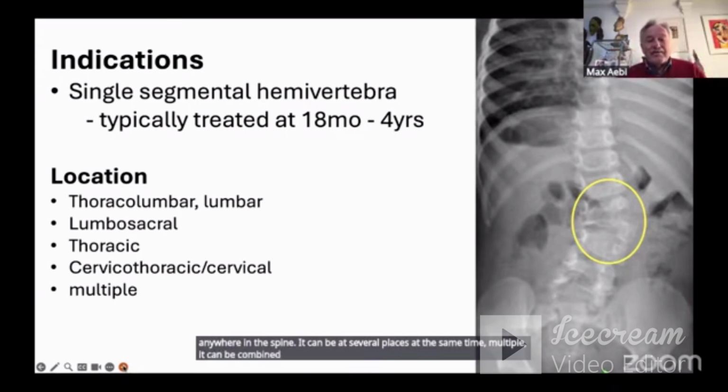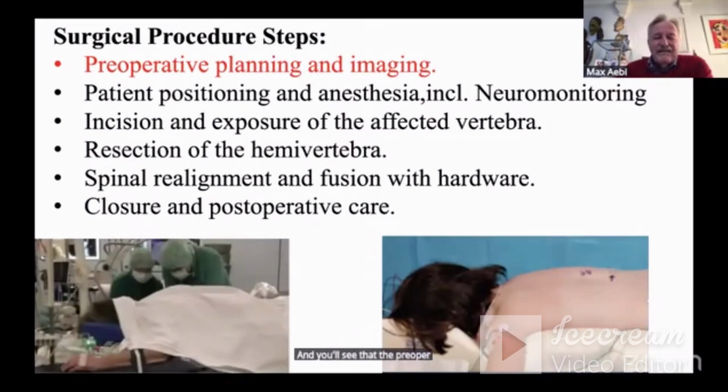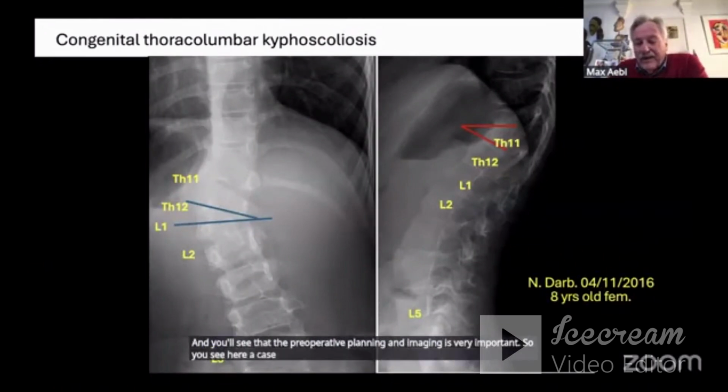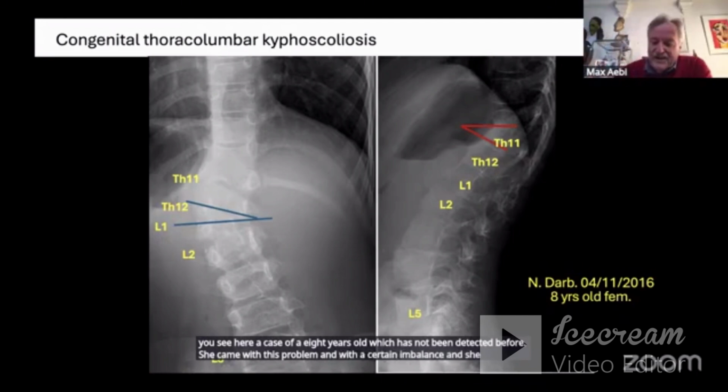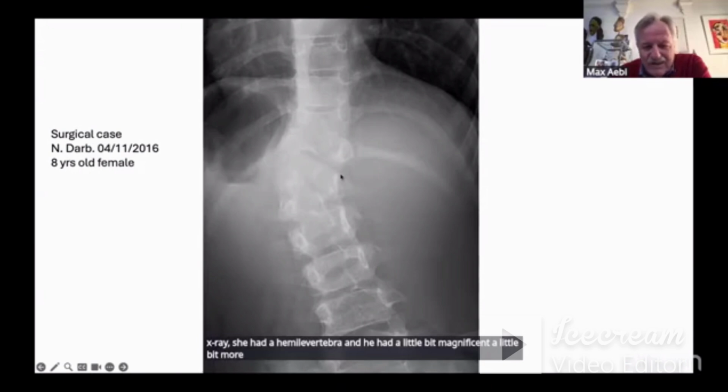Of course, the most simple one is one in the lumbar or in the thoracolumbar spine, as an example here. And you see that the preoperative planning and imaging is very important. Here you see a case of an 8-year-old girl, which had not been detected before. She came with this problem and with a certain imbalance. On the X-ray she had a hemivertebra, here a little bit magnified, a little bit bigger. You can see it here.